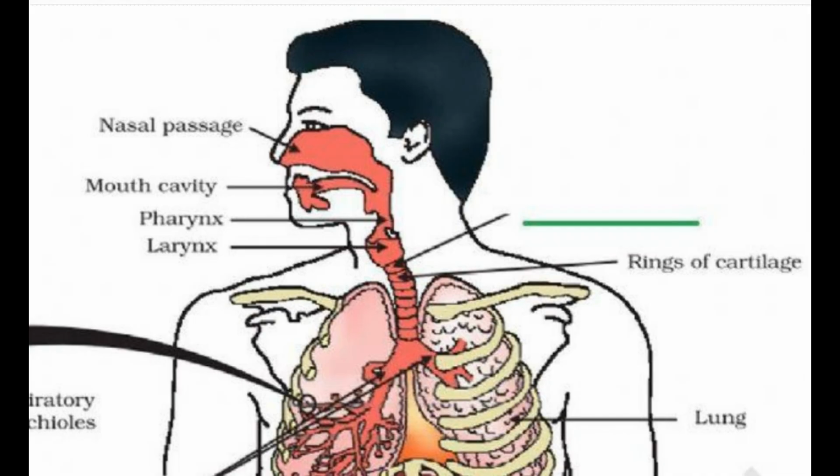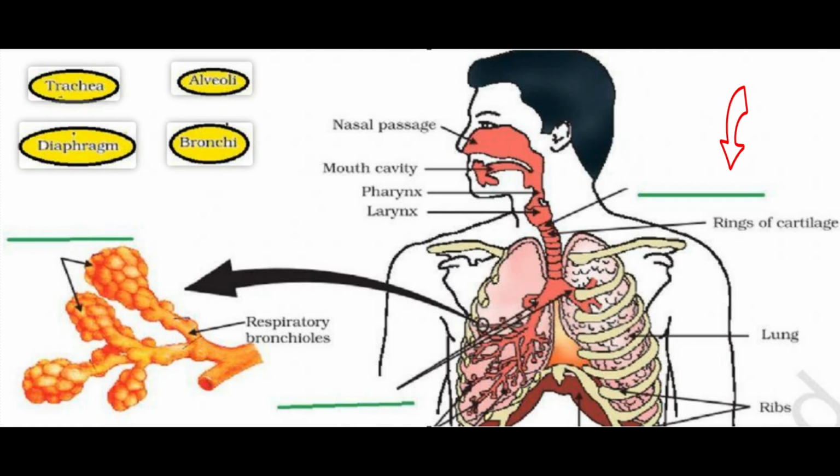This is a figure of the human breathing system. Some parts are already labeled, but some parts are not labeled, so we'll try to label that. What is this part then? This part is the trachea. Then all others are labeled already.